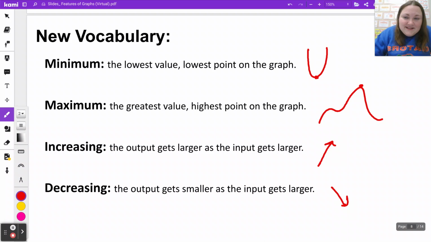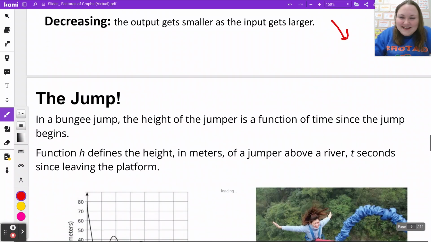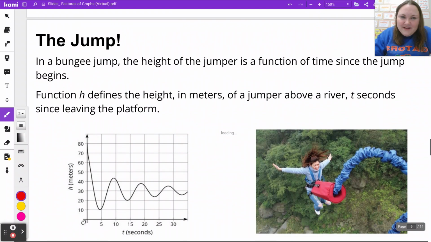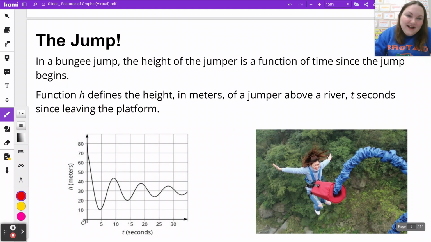There is a second part to this, and that is where we're going to connect all of these different features we are talking about to what we've been learning about function notation, your new favorite thing. And so that is what the second problem here is going to be all about. This second problem is about a bungee jump. In a bungee jump, the height of the jumper is a function of time since the jump begins. And we're going to be looking at this function here. Function h defines the height in meters of a jumper above a river, t seconds since leaving the platform.